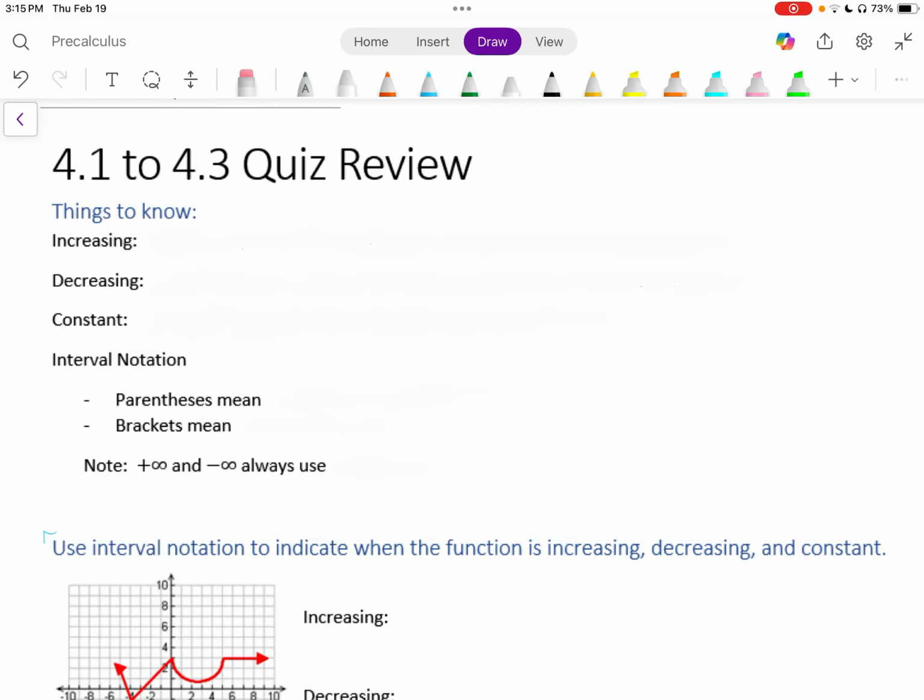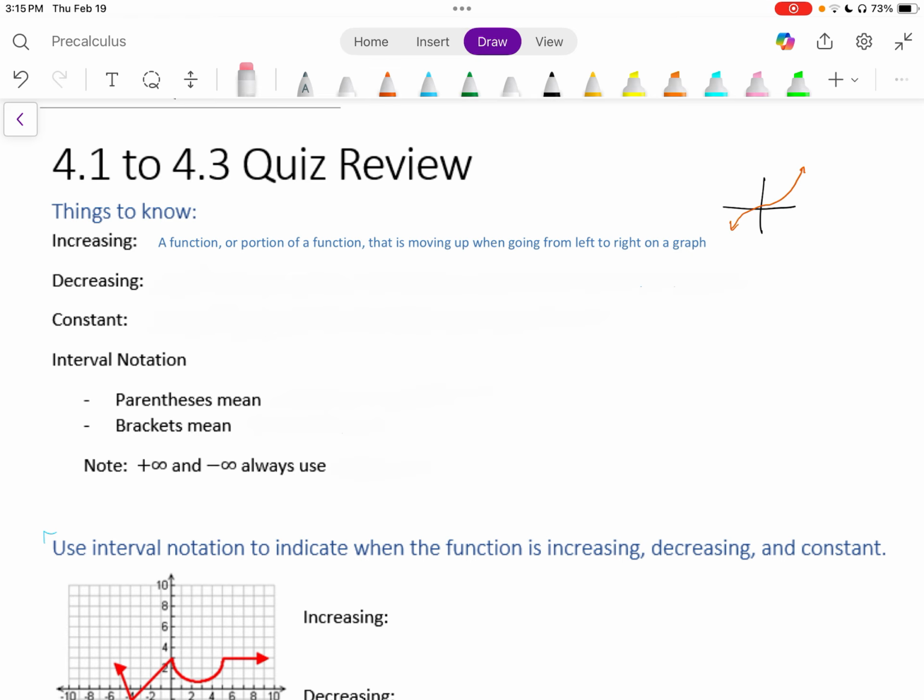Let's take a look at this 4.1 to 4.3 quiz review. So we want to know about increasing, decreasing, and constant functions. So these are pretty straightforward. An increasing function is a function or a portion of a function that is moving up when going from left to right on a graph. So if there's our graph, increasing means it needs to be moving up. It can be not real steep, it can be pretty steep, but it has to be moving up.